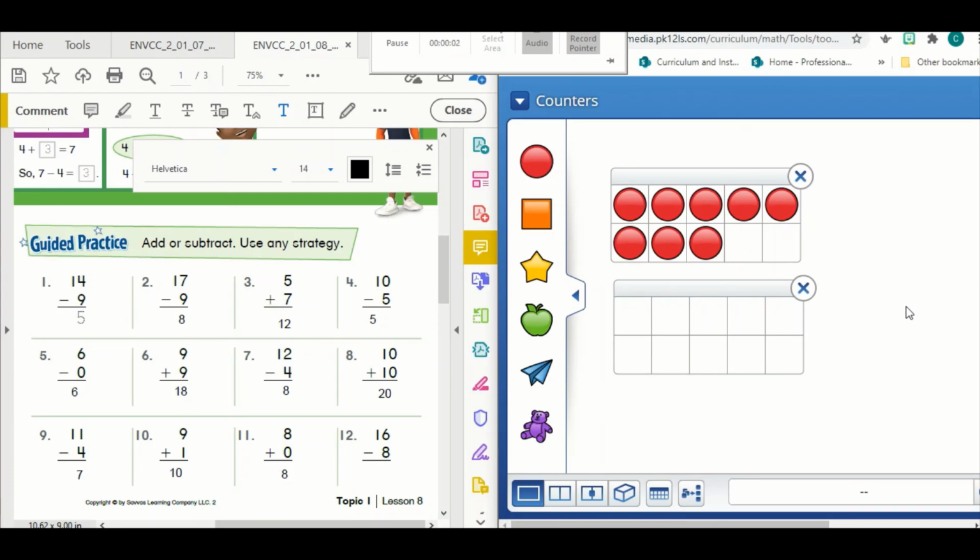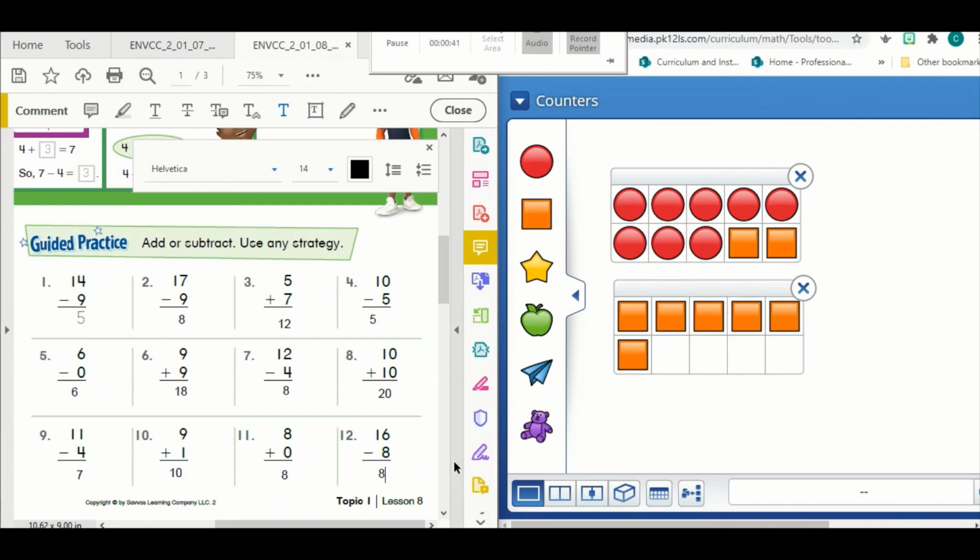Number 12, it says 16 minus 8. When I'm looking at that, I'm thinking, which number can I make into an easy 10? The 8 I'm going to be able to make into an easy 10. So that's what I'm going to do. I'm going to start with 8 and I'm going to add until I get to 16. Well, I already added 2. That's 10. I'm going to have to add 6 more. So how many did I add total? 6 plus 2 is 8. So 16 minus 8 equals 8.